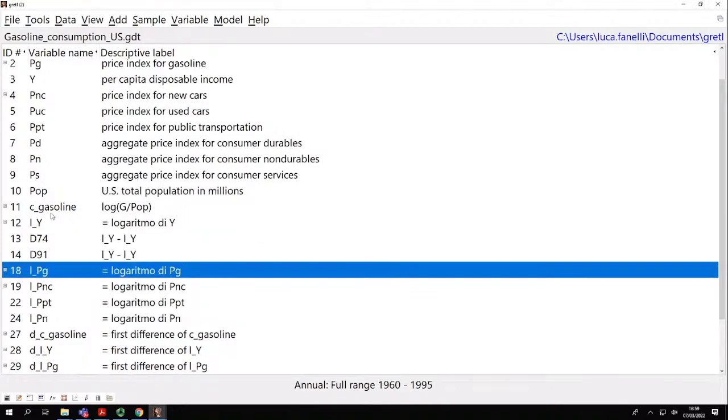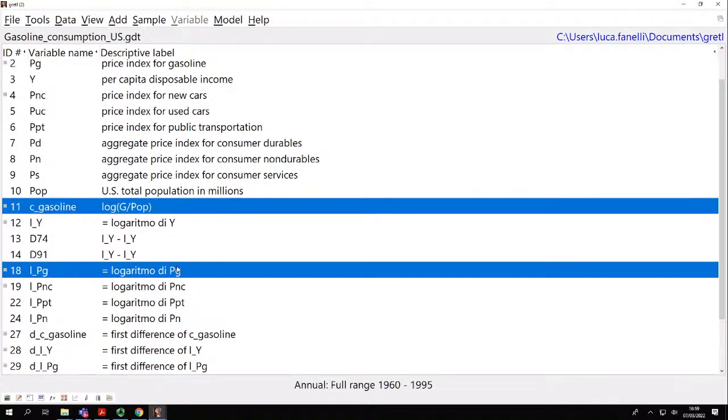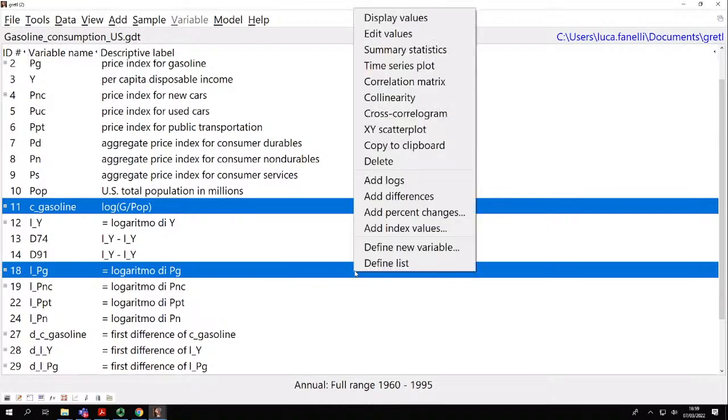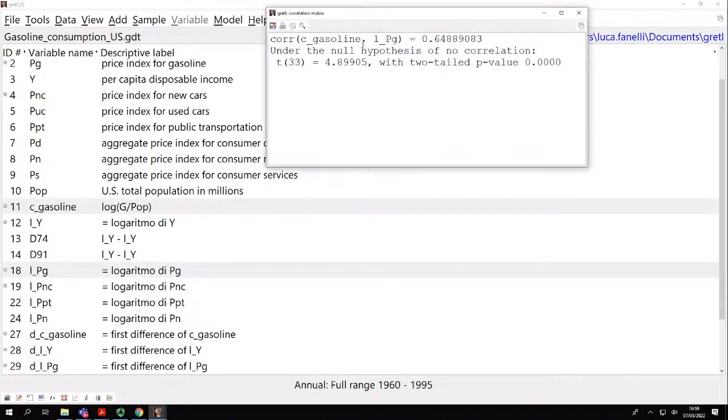If I do the correlation between per capita gasoline consumption and the log of the price of gasoline, we know that correlation is not causation. Let's keep that in mind. Indeed, I find that there is a positive correlation, 65%. It is very significant. Under the null hypothesis of no correlation, you have a significance test for this correlation, and you find that the p-value is 0, so you can reject the null hypothesis that this correlation is equal to 0 in the population. Now we know how to interpret this, and so this is positive.